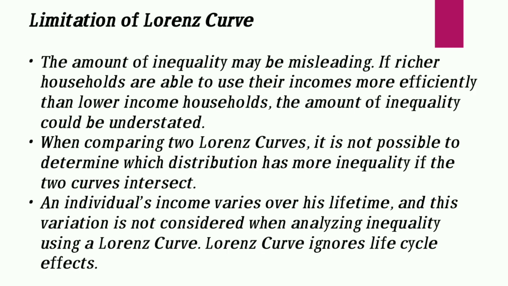Limitations of the Lorenz curve. The amount of inequality may be misleading. If richer households are able to use their incomes more efficiently than lower income households, the amount of inequality could be understated. When comparing two Lorenz curves, it is not possible to determine which distribution has more inequality if the two curves intersect. An individual's income varies over his lifetime, and this variation is not considered when analyzing inequality using a Lorenz curve. The Lorenz curve ignores life cycle effects.